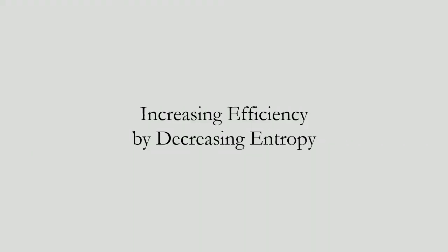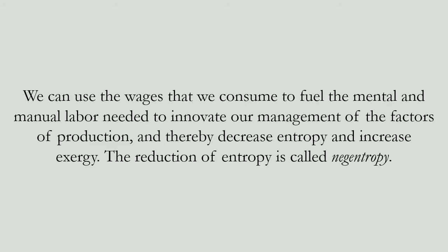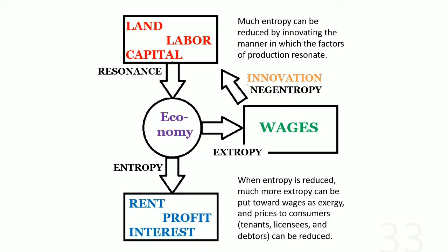Increasing efficiency by decreasing entropy. We can use the wages that we consume to fuel the mental and manual labor needed to innovate our management of the factors of production, and thereby decrease entropy and increase exergy. The reduction of entropy is called negentropy. Much entropy can be reduced by innovating the manner in which the factors of production resonate. When entropy is reduced, much more extropy can be put toward wages as exergy, and prices to consumers, tenants, licensees, and debtors can be reduced.